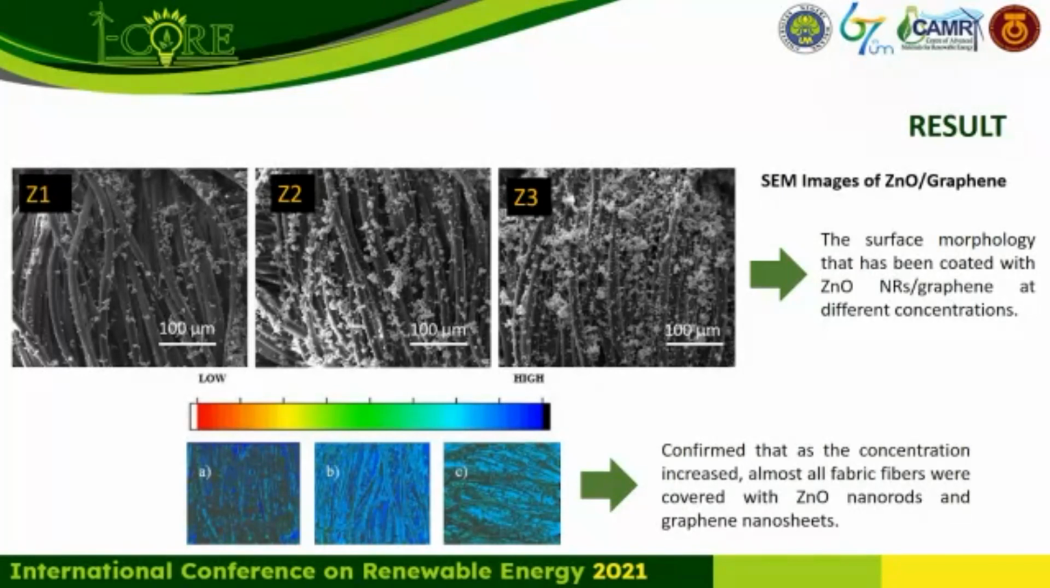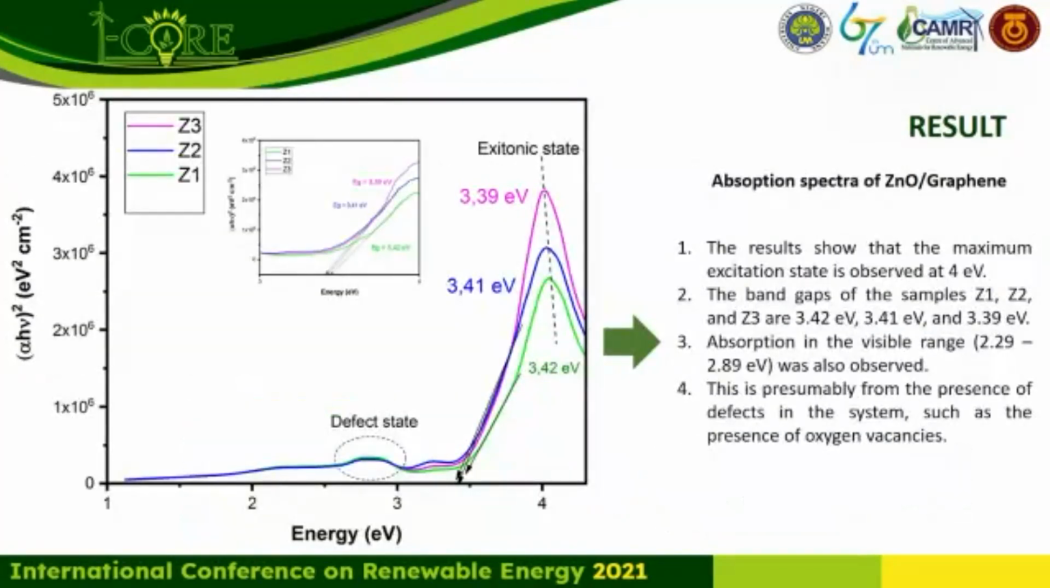The surface porosity calculation shows that the porosity of the cotton fabrics coated with ZnO graphene at each concentration is 0.74 for Z1, 0.72 for Z2, and 0.70 for Z3. The decrease in the value of porosity indicates that the surface density of the fabric is increasing.